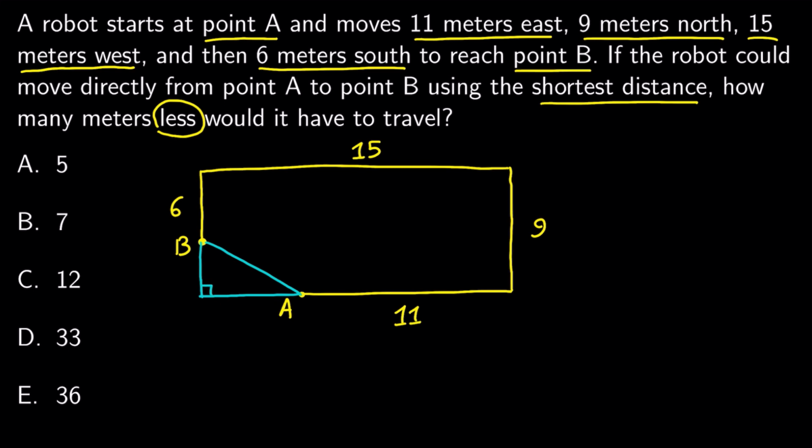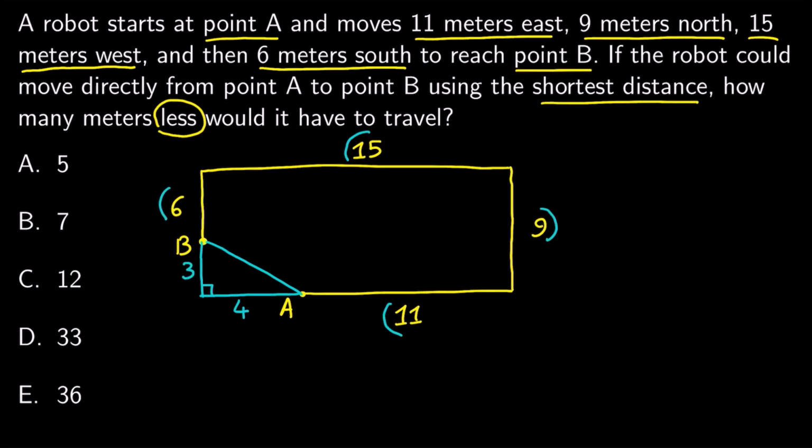The edges of the right triangle can be calculated by the difference between the horizontal movements, so 15 minus 11 gives us 4, and the difference between the vertical movements, so 9 minus 6 gives us 3. The third edge can be calculated by the Pythagorean theorem, so we write the square root of 3 squared plus 4 squared equals square root of 25, which equals 5.